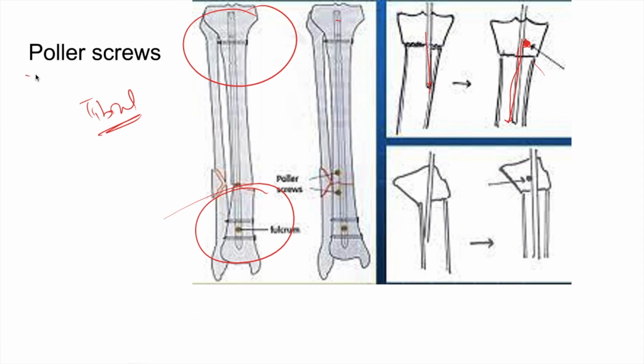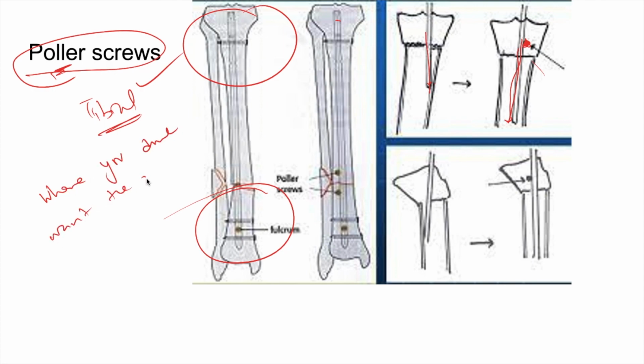So these are called polar screws, and this is one of the uses of the screws that we discussed in the screw section. Polar screws are a commonly asked question. You should be able to answer it. The trick to answering this question is that the screw must be placed where you don't want the nail to go. That is where you have to insert the polar screw.